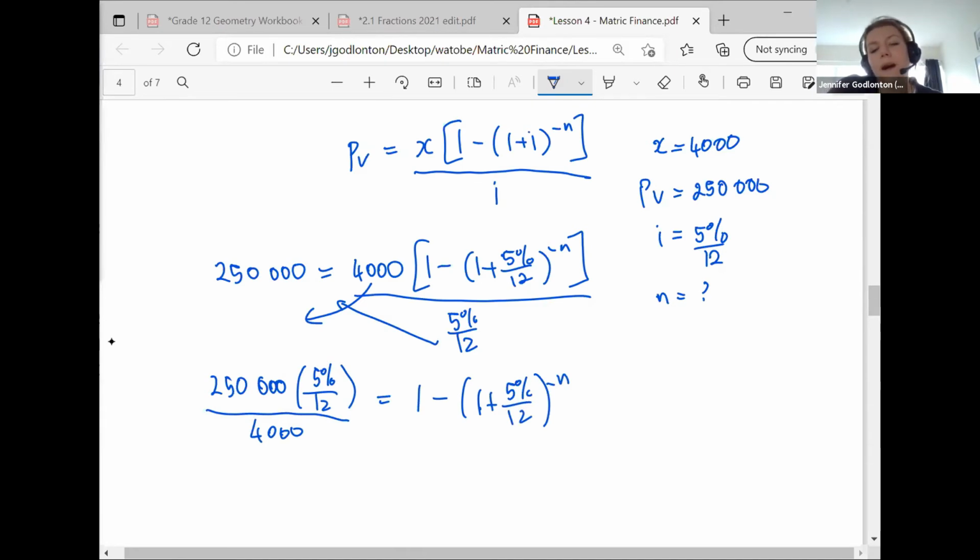Okay, now I'm personally a fan of moving the 1 over and just making this all a negative. That's just how my brain works with these questions. But if you prefer to move the 1 to the other side and the other 1 to the other side, that's also absolutely fine. You must do what you feel comfortable with.